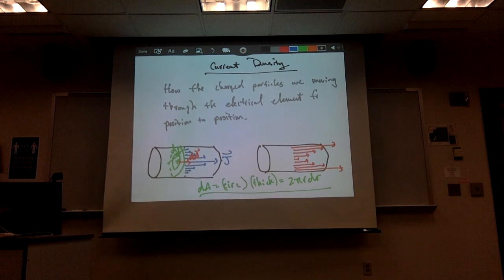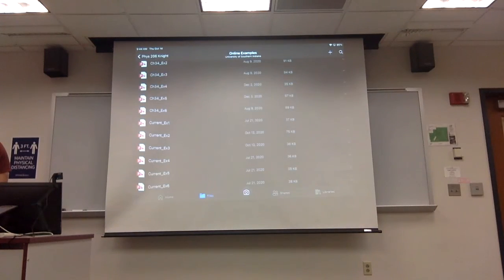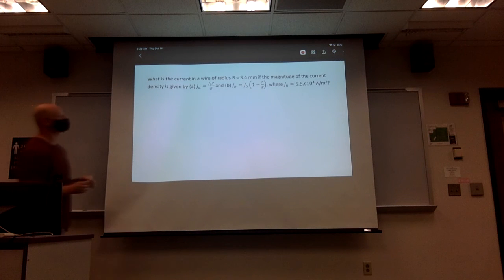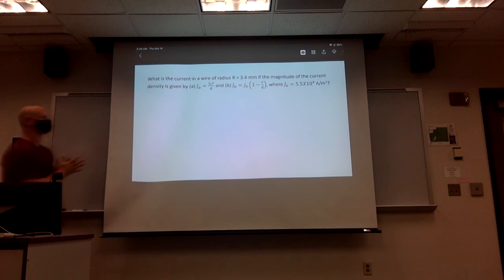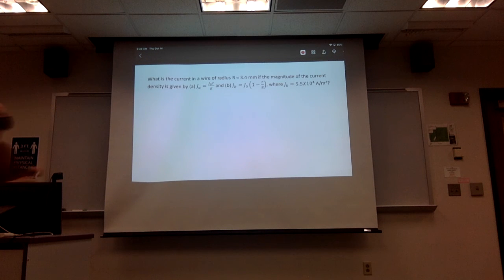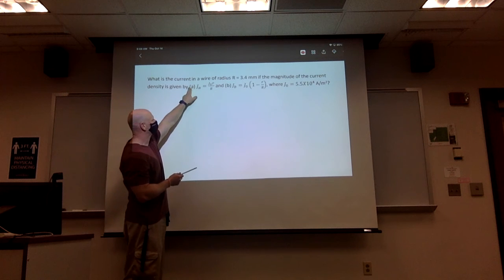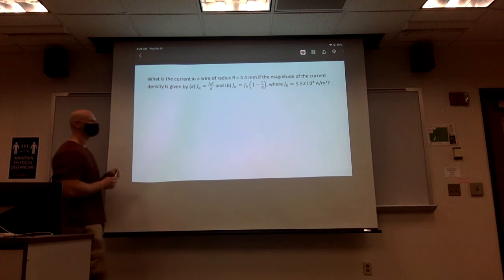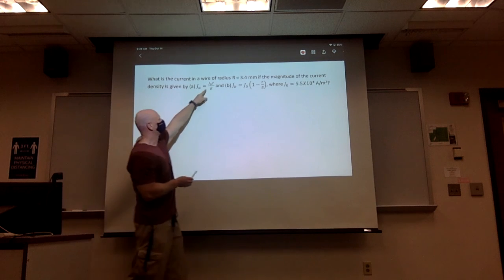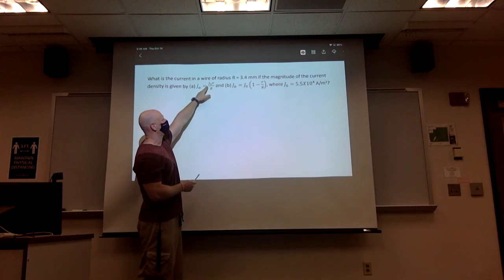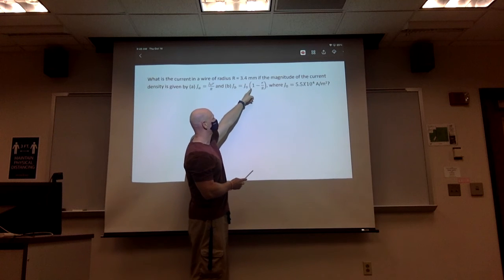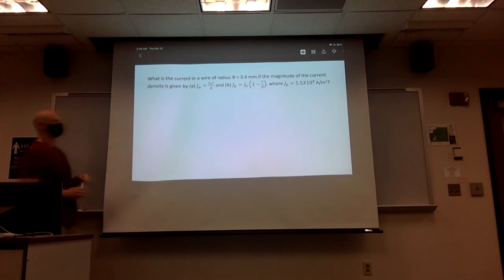So let's do a couple of examples and see how this actually works. Let's look at our first example. We have a wire with a radius of capital R equal to 3.4 millimeters. And we're told two different magnitudes of current density. For part A, J_A is equal to J0, where J0 is just a number, 5.5 times 10 to the fourth amps per meter squared, times the distance we are away from the center axis of the wire, little r, divided by the radius. In part B, it's the same J0, but times 1 minus r divided by capital R.